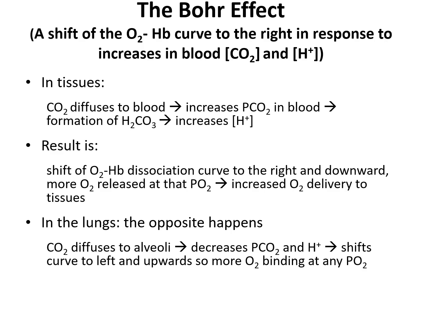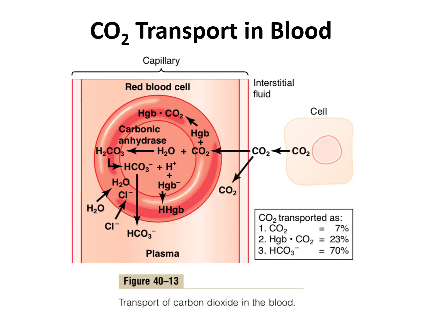In the lungs, the opposite happens because in the lungs, CO2 is going to move out from the blood to the alveoli by respiration and diffusion. This decreases the pCO2 in the blood, and as a result, it decreases the hydrogen ion, which shifts the curves back to the left and upwards so that more oxygen becomes bound to hemoglobin at any PO2. And that is the function of hemoglobin. In the lungs, it has to bind it, and in the tissues, it has to release it.